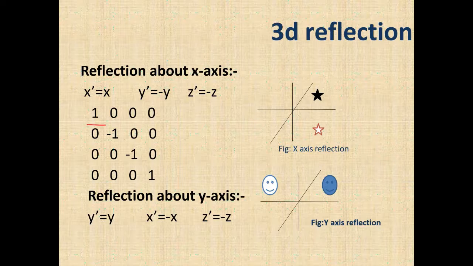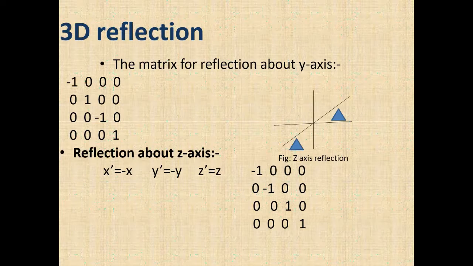So whenever reflection is happening about the x-axis, the value of x is going to remain the same, but the values of y and z are going to be different, same as the rotation one. So in that case, y will be minus y and z will be minus z. Okay, and whenever it is happening about the y-axis, the x and z values will be negated. So this is minus 1, this is also minus 1. And for the z-axis also, the outcome will be the same.